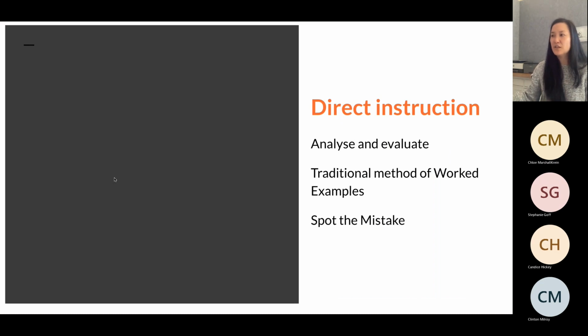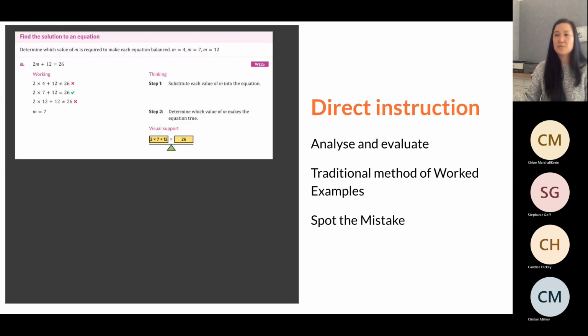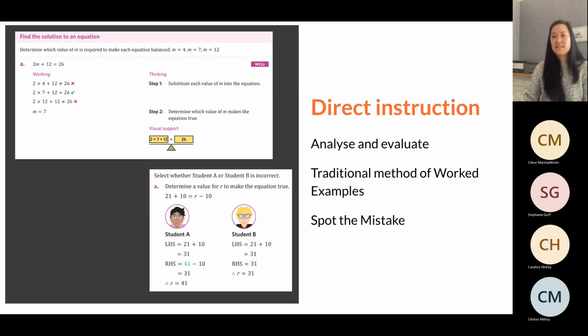So direct instruction is analyzing and evaluating. This is pretty much your traditional worked example, what a lot of you will be using in class, where there's a prompt, you show the working and the thinking. This is sort of an example like what Candace just shared.